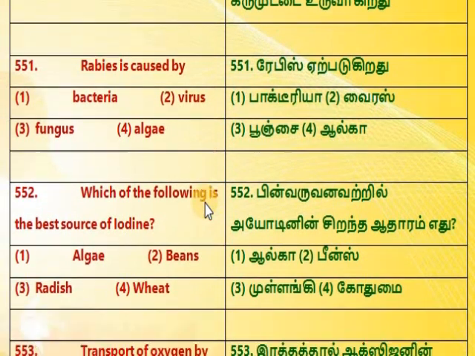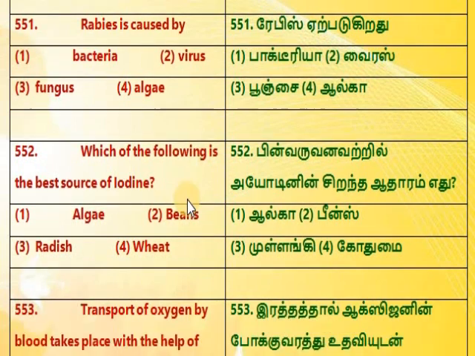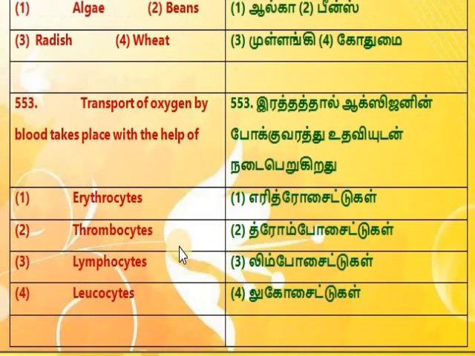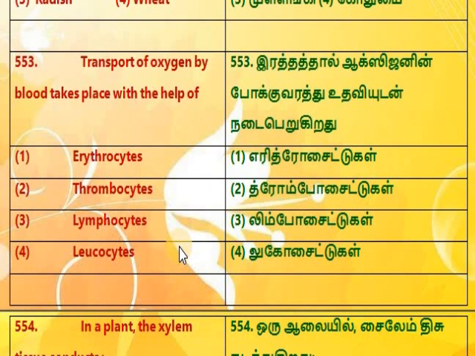551. Rabies is caused by 1. Bacteria. 2. Virus. 3. Fungus. 4. Algae. 552. Which of the following is the best source of iodine? 1. Algae. 2. Beans. 3. Radish. 4. Wheat. 553. Transport of oxygen by blood takes place with the help of 1. Erythrocytes. 2. Thrombocytes. 3. Lymphocytes. 4. Leukocytes.